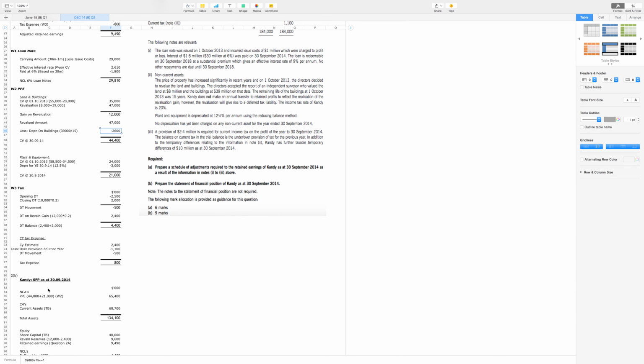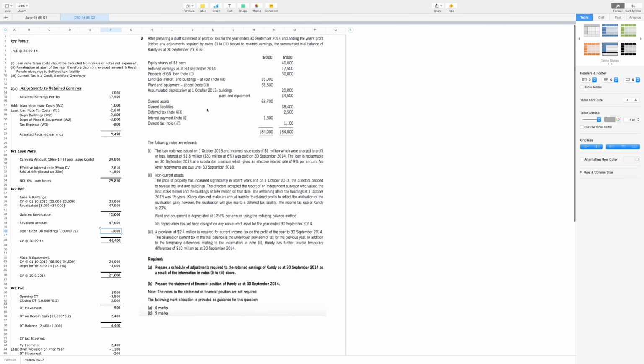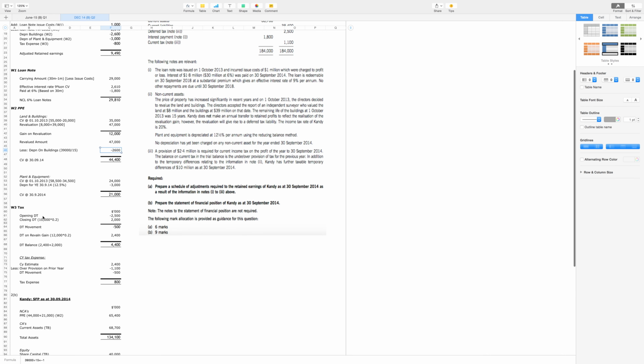We then move on, as we know there's nothing else represented here from reading through the trial balance. We then move on to current assets.